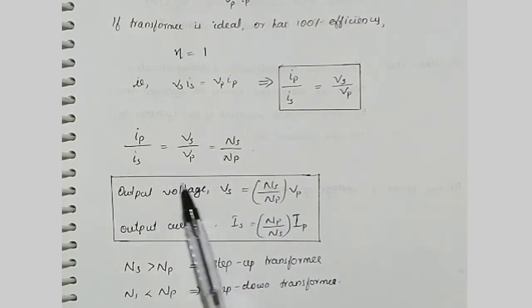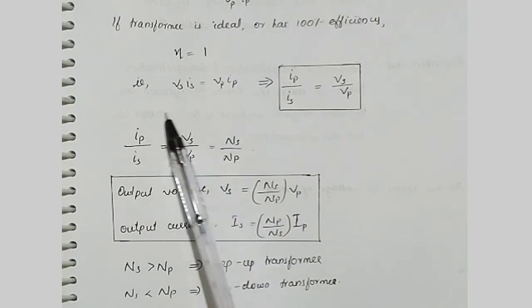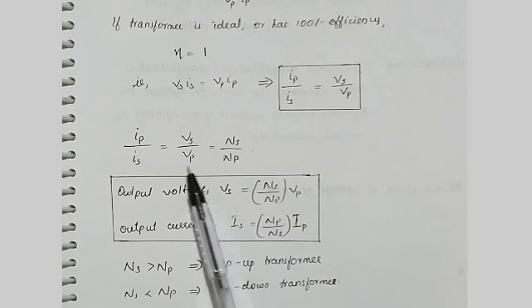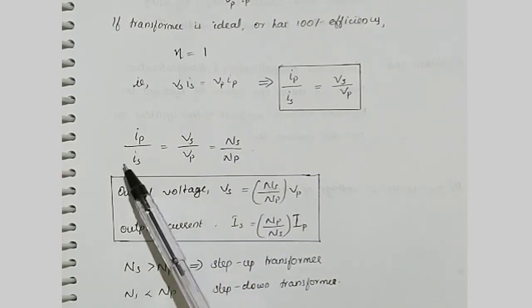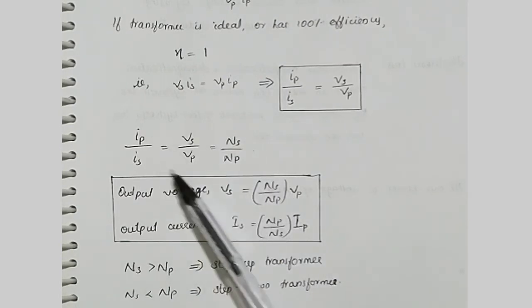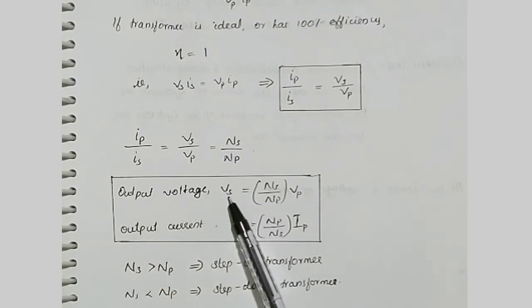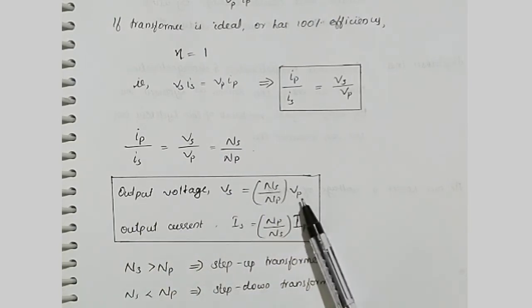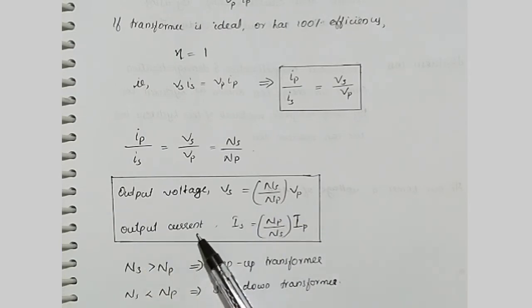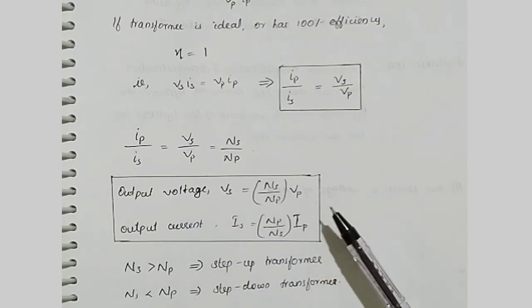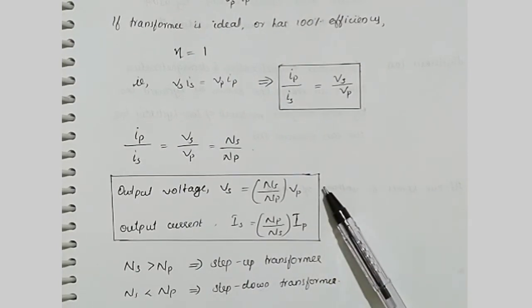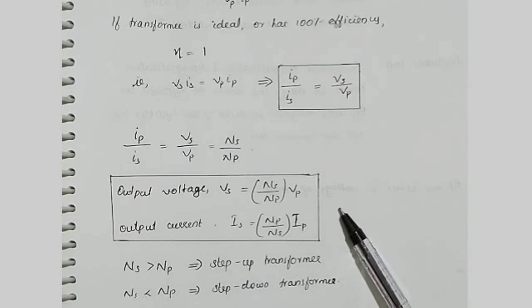So this is the relation between voltage and current that we have just obtained, and in the previous discussion we have seen the relation between voltage and number of turns. So combining all these, we can write Ip by Is is equal to Vs by Vp, which is equal to Ns by Np. And from this relation we can write output voltage Vs is given by Ns by Np into Vp, whereas output current Is is given by Np by Ns into Ip. Thus we obtain the expression for the output voltage and output current of a transformer.